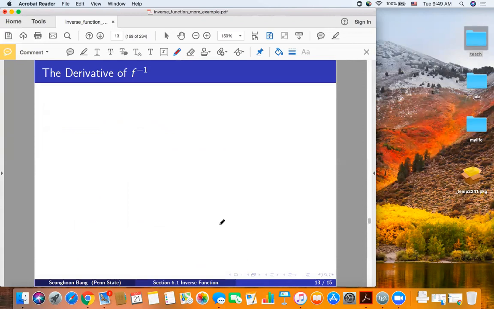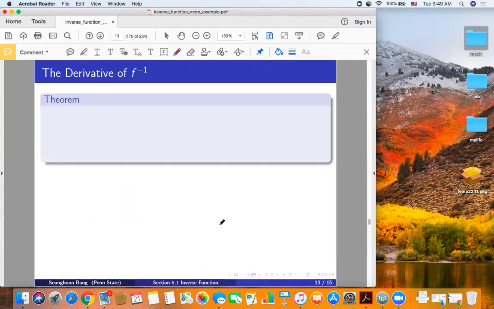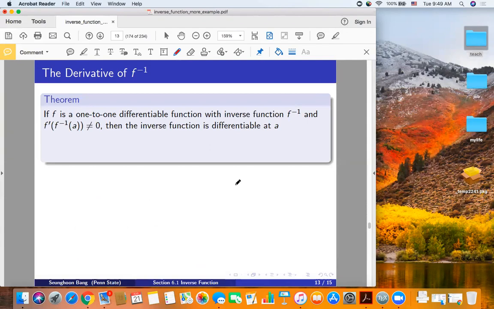The last concept, the derivative of the inverse function. How can you find the derivative of the inverse function? I'm going to use one theorem. If f is a one-to-one differentiable function with the inverse function, and f prime of the inverse of f of a is not equal to 0, then the inverse function is differentiable at a, and the derivative of the inverse at a is 1 over f prime of the inverse of f at a. This is one good theorem.